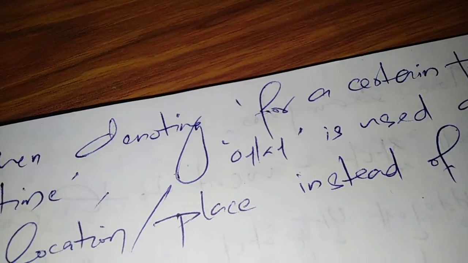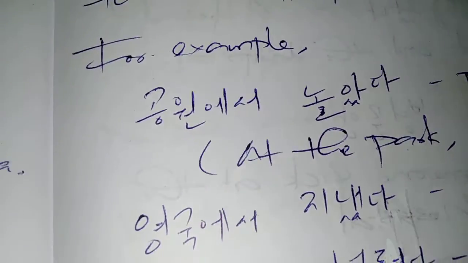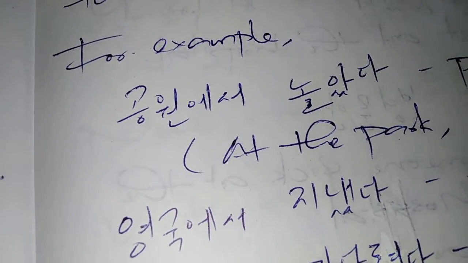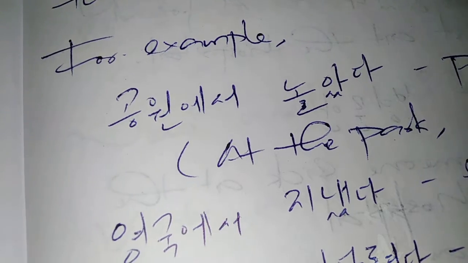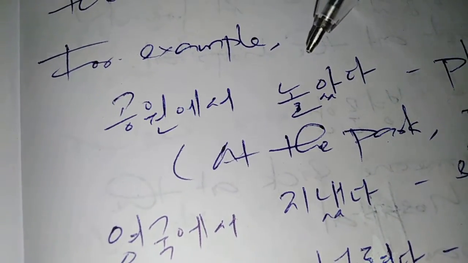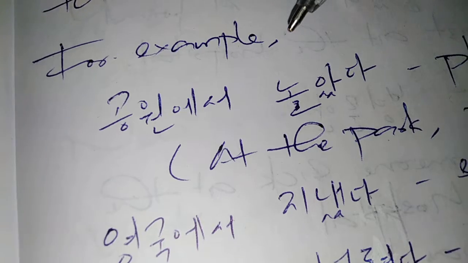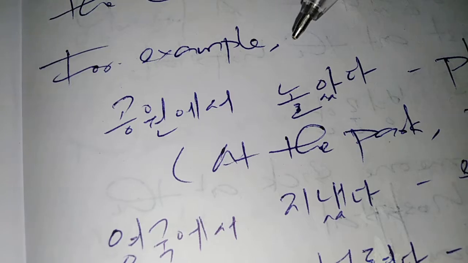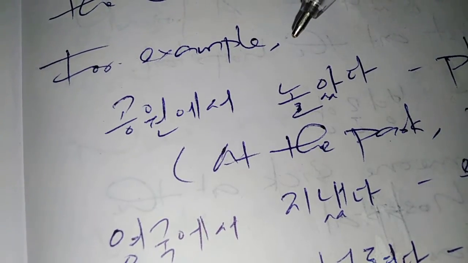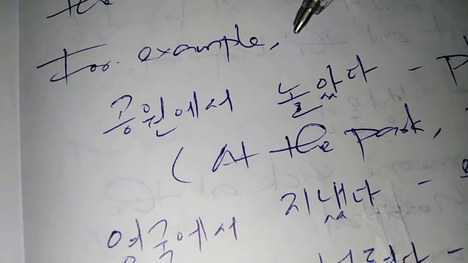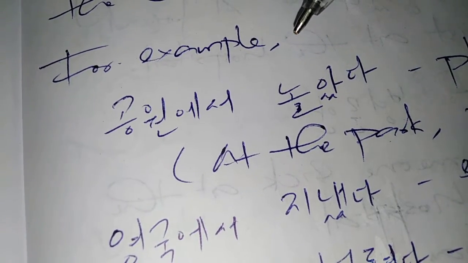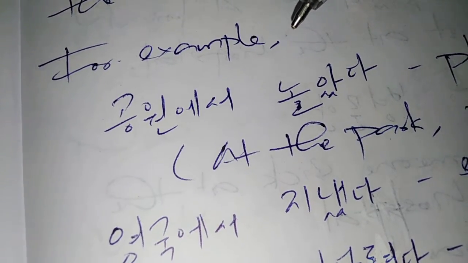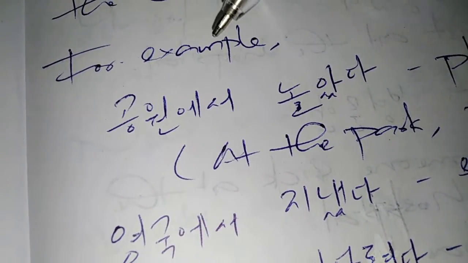instead of 에. So we have some examples here to make it easier for you. That is, 공원에서 놀았다. 공원 means park. So 공원에서 놀았다. It's very clear from the sentence that it is not a 1 minute thing. 공원에서 놀았다. 놀았다 means played. So if you're playing at a park, you wouldn't go there for a second and just return. You would play there for some time. And to indicate that time, 에서 is used instead of 에.